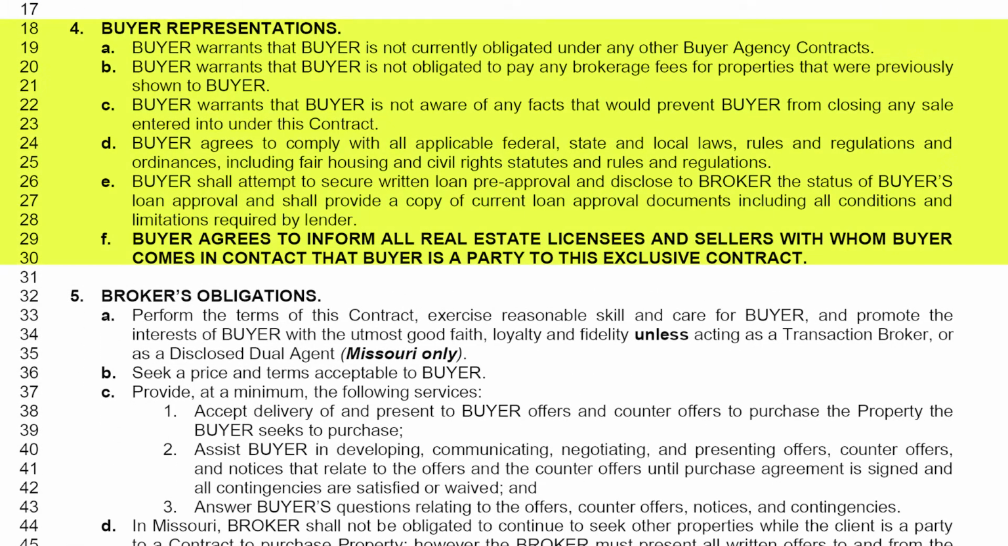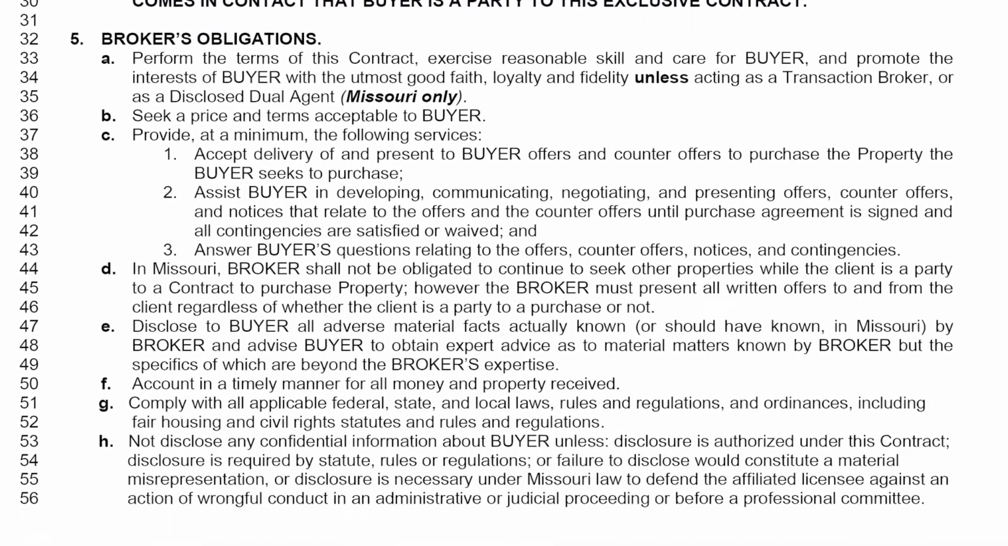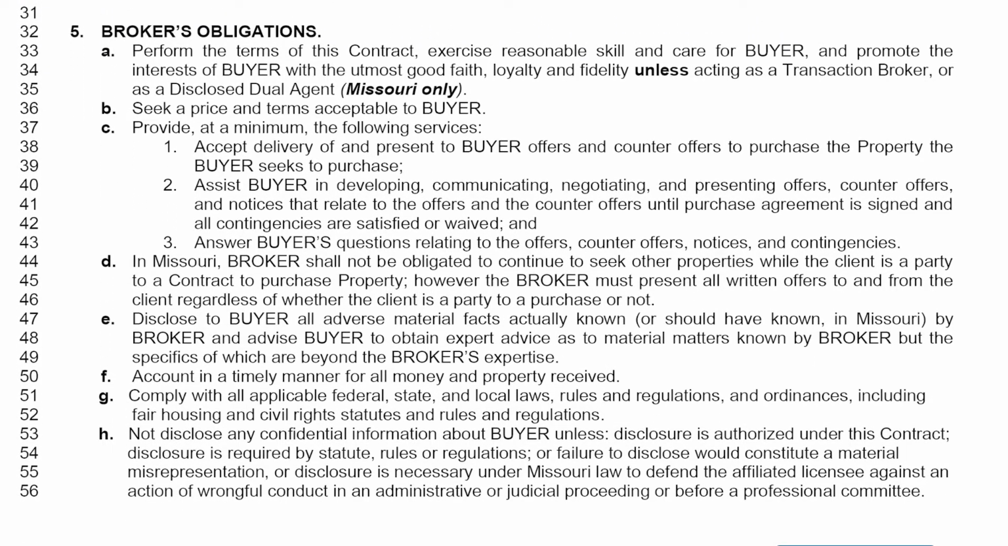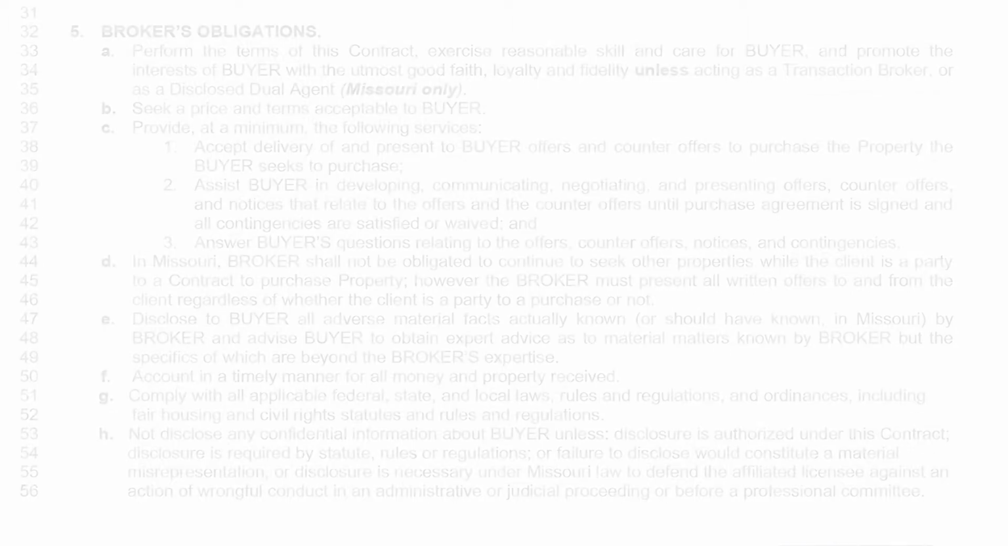Paragraph 4 is buyer representations. Thoroughly review this section with the buyer. The buyer needs to understand that they are signing a binding contract. Paragraph 5 is broker's obligations. Again, keep in mind that once it is signed, this is a legally binding contract. You, as the agent, need to understand your obligations. Please make sure you understand everything in paragraph 5 and can fully explain to the buyers.